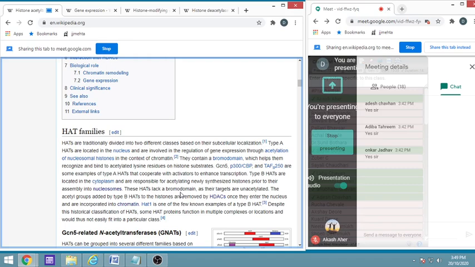It helps them to recognize and bind the acetylated lysine residues on the histone substrate. There are various examples like GCN5 etc. We will not go into more detail, we don't want that much detail.